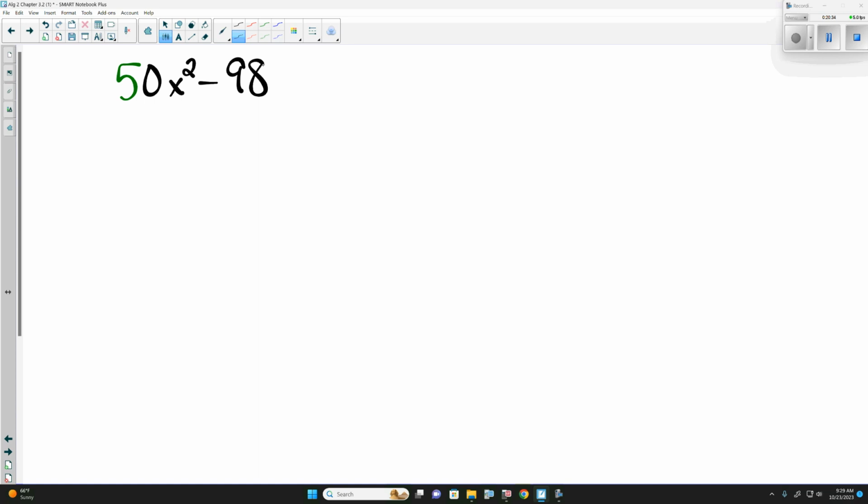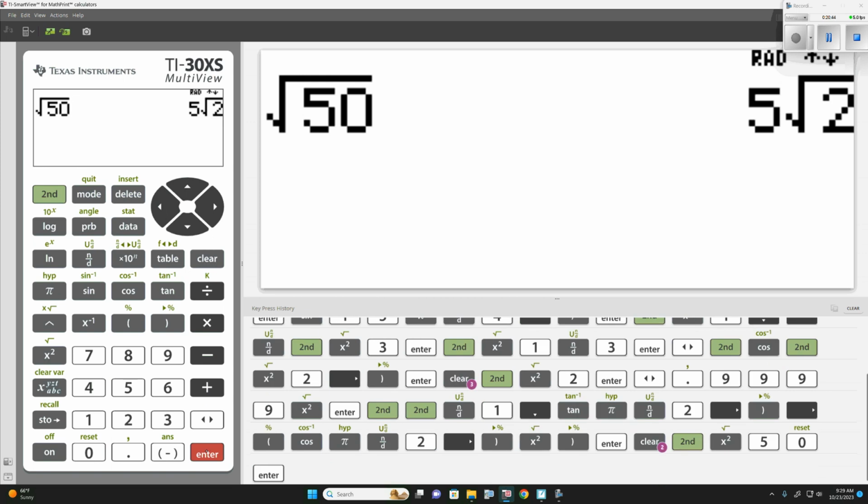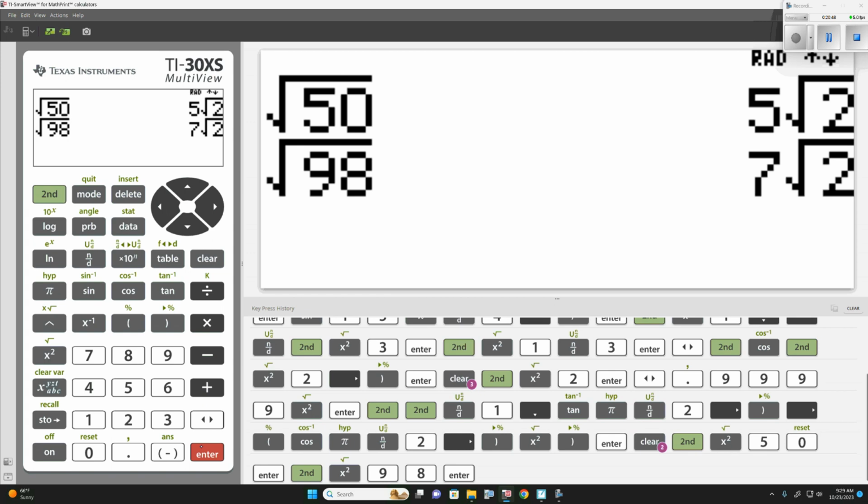50x squared minus 98. This isn't in your notes. Y'all can follow along with this here. Now 50, we need to determine if it is a perfect square. Square root of 50 is 5 square root of 2. Neither one of these is a perfect square because of the square root of 2. It's telling us it does not simplify nicely. If it had given us 5 and 7, that would have been nice to begin with.